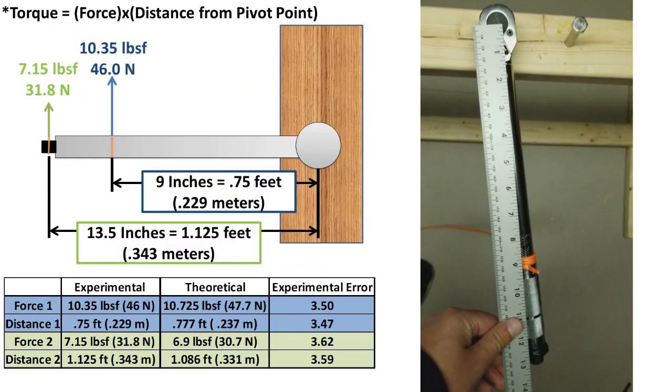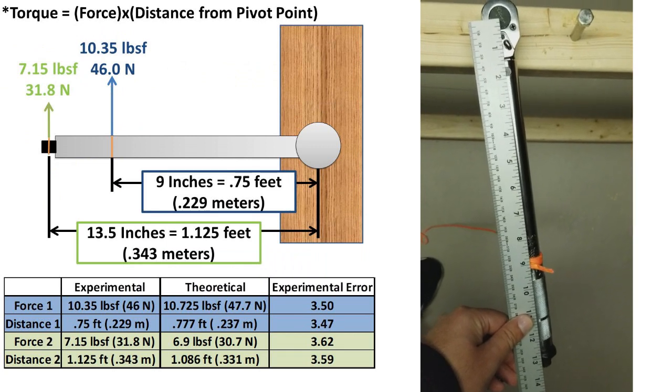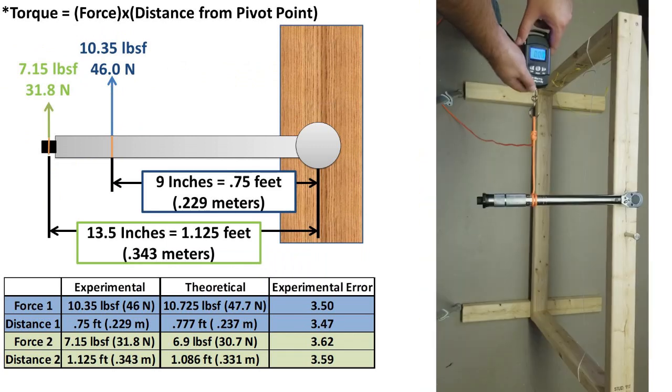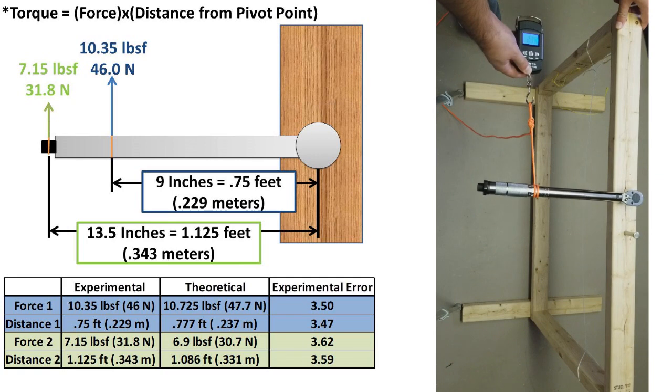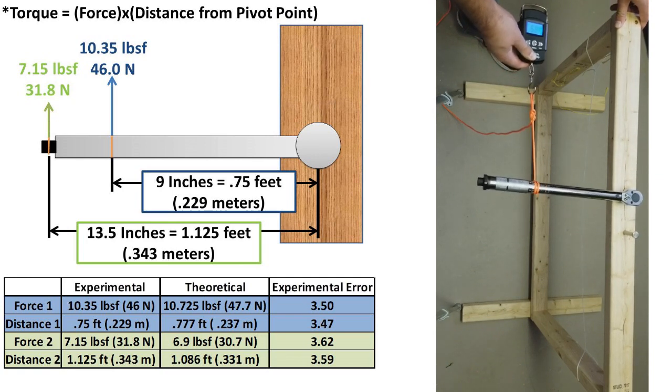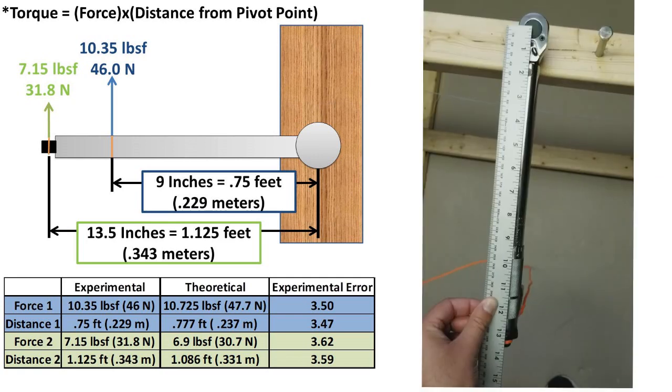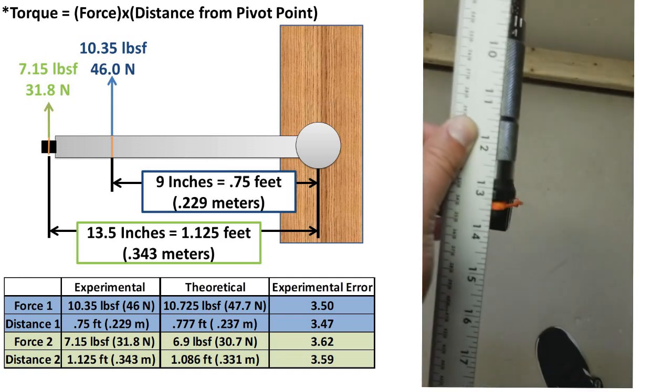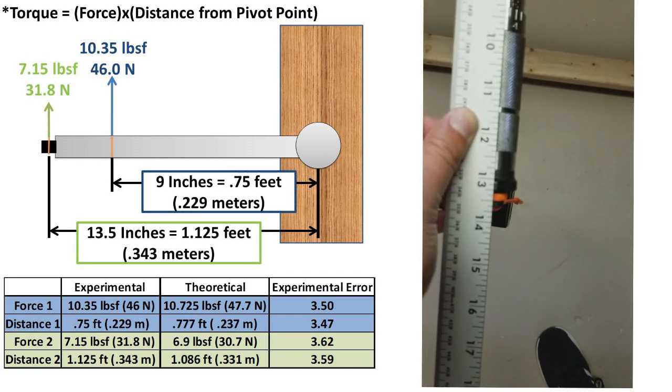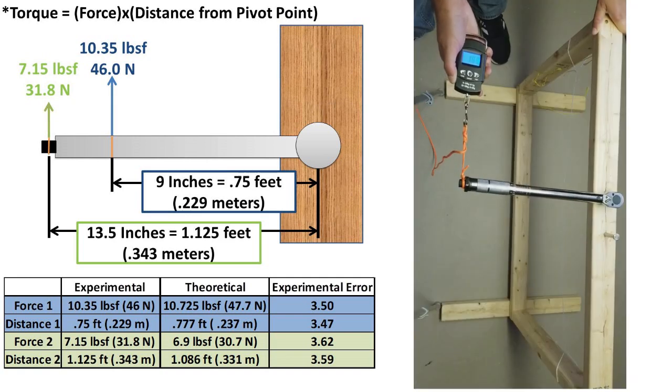For your reference, I've listed out all of the experimental and theoretical values. This video was using a gauge that was intended for static measurements and a torque wrench that had a low cost. This video was intended as a quick, cheap, and dirty example problem. This is why we see such a high experimental error.